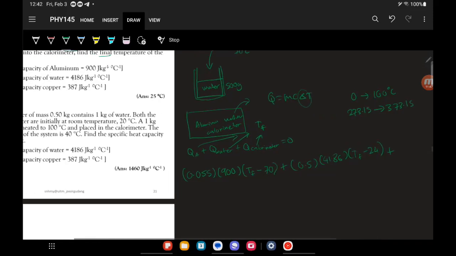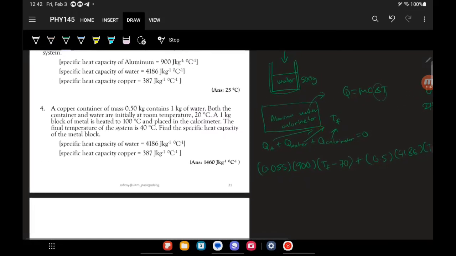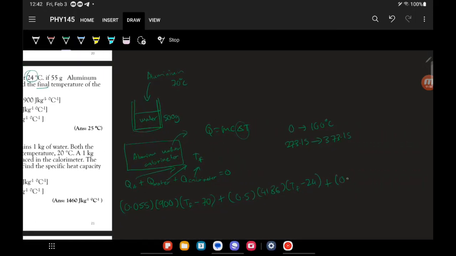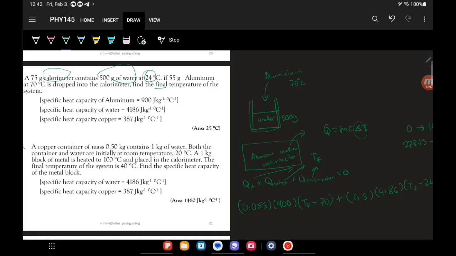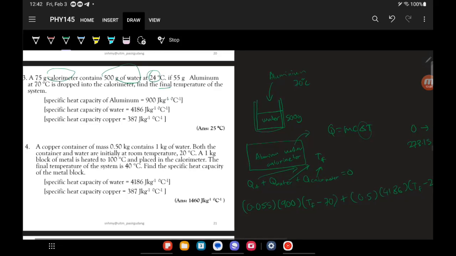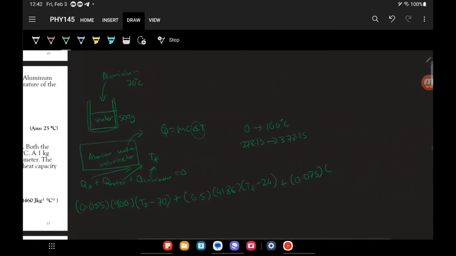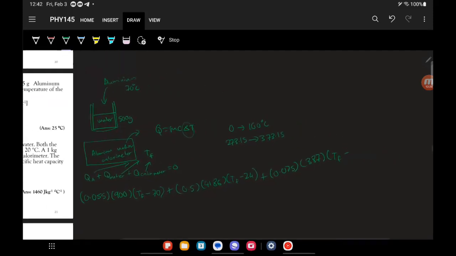Then next one is the calorimeter. The calorimeter weight is 75 gram, so it should be 0.075, and then we need the specific heat capacity. The calorimeter is copper, but if you're not quite sure, you can always ask. So calorimeter is copper, 387. The temperature change is also TF minus 24, the same temperature. This one should be equal to 0.